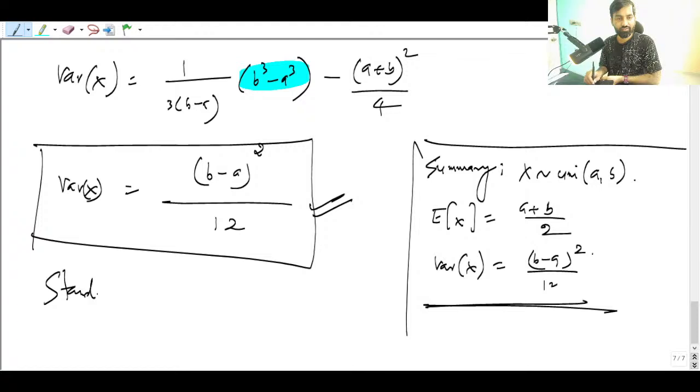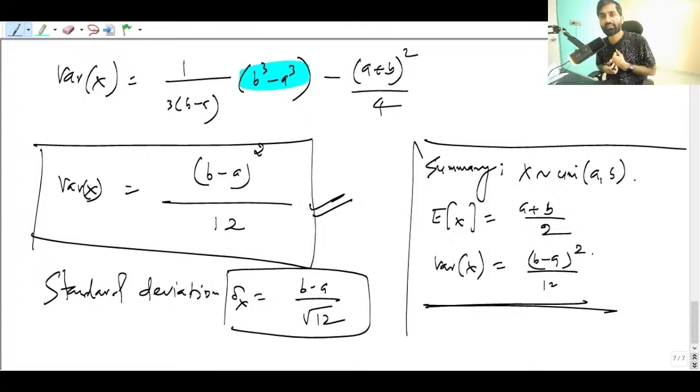And what is the standard deviation, sir? Standard deviation sigma x is going to be b minus a over square root of 12, right? You know, square root of the variance is the standard deviation. Okay, so I think this is clear.